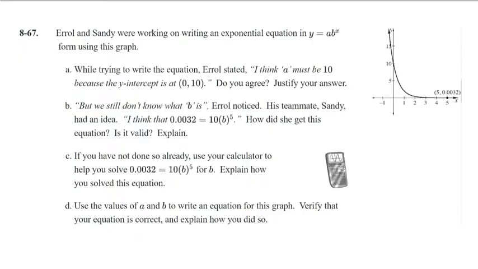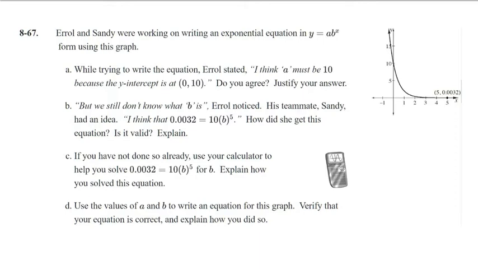Errol and Sandy were working on writing an exponential equation in y equals ab to the x form using this graph. While trying to write the equation, Errol stated, I think a must be 10 because the y-intercept is at 0, 10. Do you agree? Absolutely, because when x is 0, I end up getting a times b to the 0 power. That's going to make my multiplier the number 1. So that's definitely the case. So I know we're pretty secure in the fact that a is going to be our 0th term. But we still don't know what b is, Errol noticed.